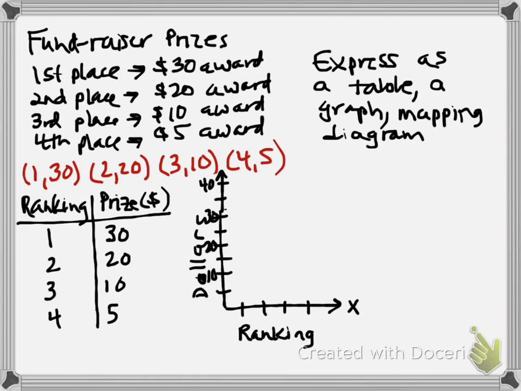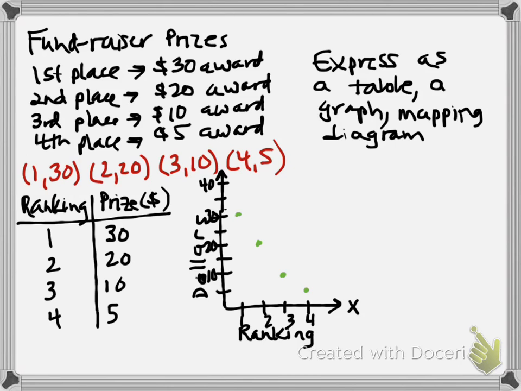So when it asked me to plot, it didn't ask me to connect. It just asked me to plot. Oh, I forgot to put numbers down here. 1, 2, 3, 4. So first place got me $30. Second place got me $20. Third place got me $10. And fourth place got me $5. And that's all I would do. On this particular one, I would not connect them up.